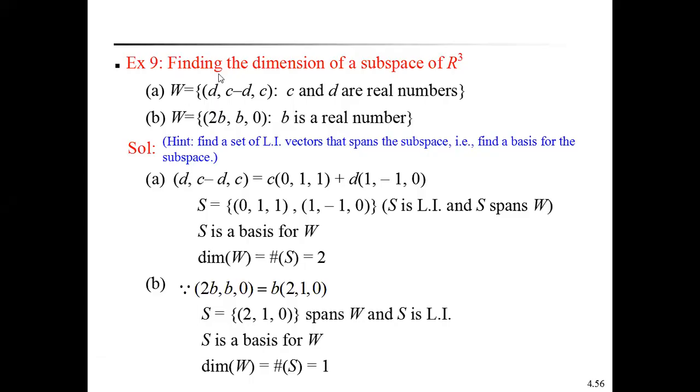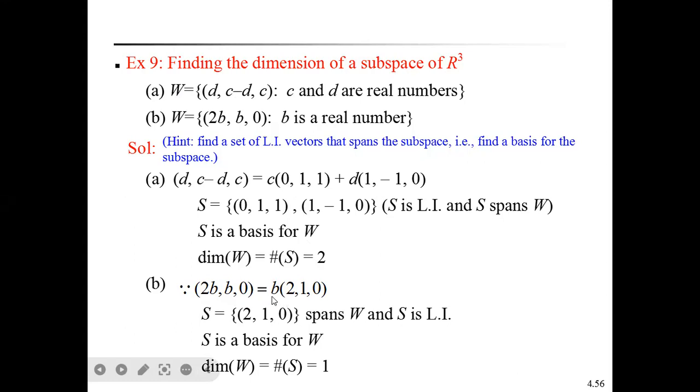Now the example, finding the dimension of a subspace of R3 space. Suppose W equals (d, c minus d, c), where c and d are real numbers, and another W equals (2b, b, 0), where b is a real number. Now for the first one, (d, c minus d, c) can be written as a linear combination of these two vectors, (0, 1, 1) and (1, minus 1, 0). So S equals these two. S is linearly independent and S spans W. So S is the basis of W, and the dimension is the number of basis vectors, 2.